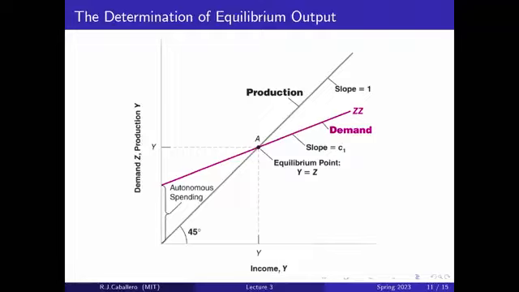And important for this equilibrium output is that it is a function of a lot of things that we took as parameters in this aggregate demand curve. What did we take as parameters in the aggregate demand curve? Just give me examples.